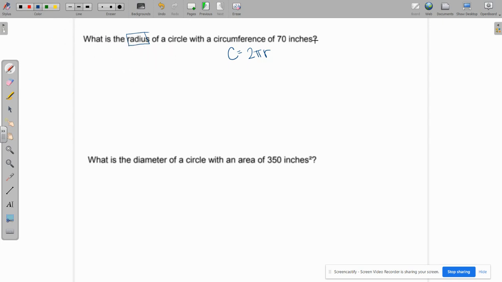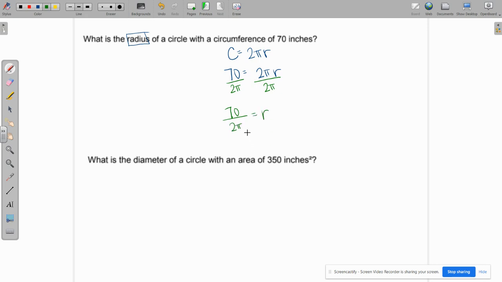The circumference is 70 inches, so I'm going to plug 70 in for C. So 70 equals 2 pi r. If we want to isolate our radius, that means we need to divide both sides by 2 pi. So that means 70 divided by 2 pi equals our radius.